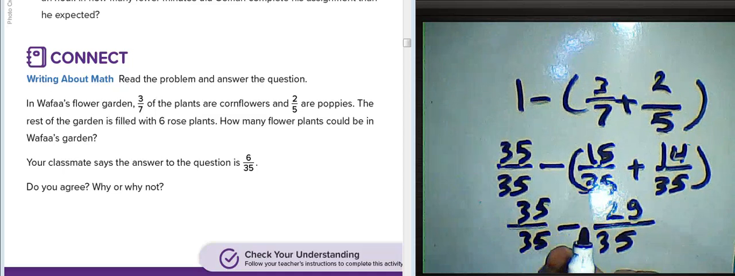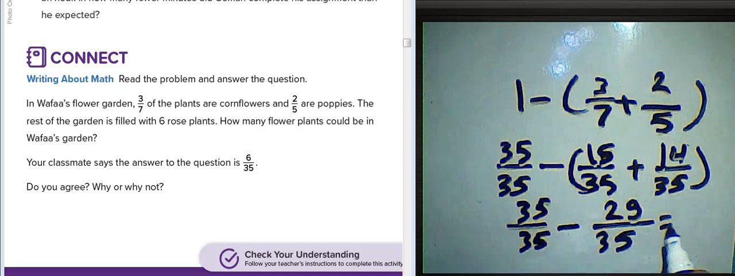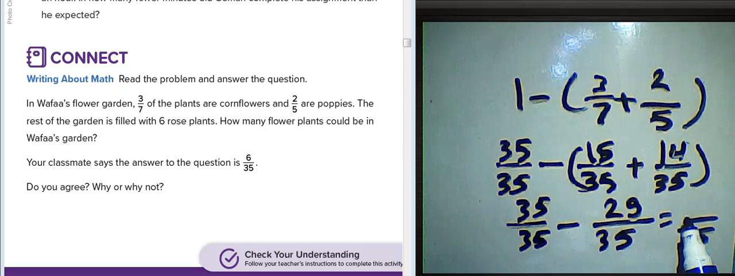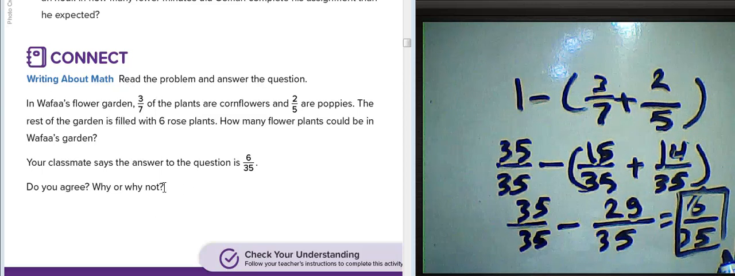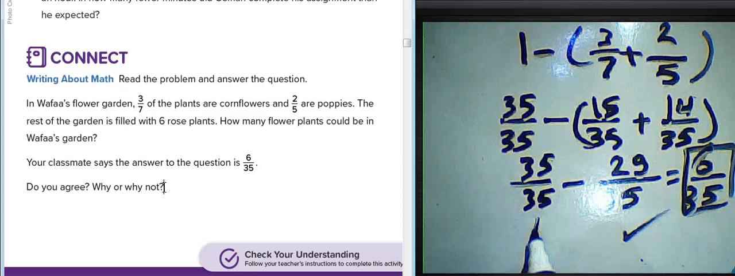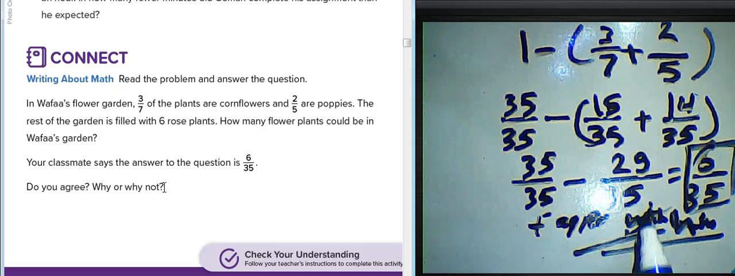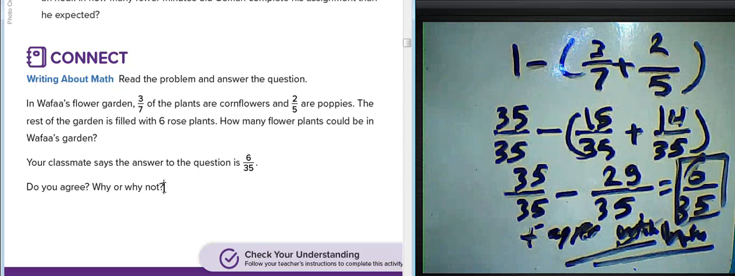Subtract from 35/35. We can find the difference between them. 35 in the numerator, and 35 subtract 29 will be 6. So it will be true. I agree with my classmate, because my classmate says the answer to the question is 6/35. It is true. Okay, I agree with him. Understood, my students?